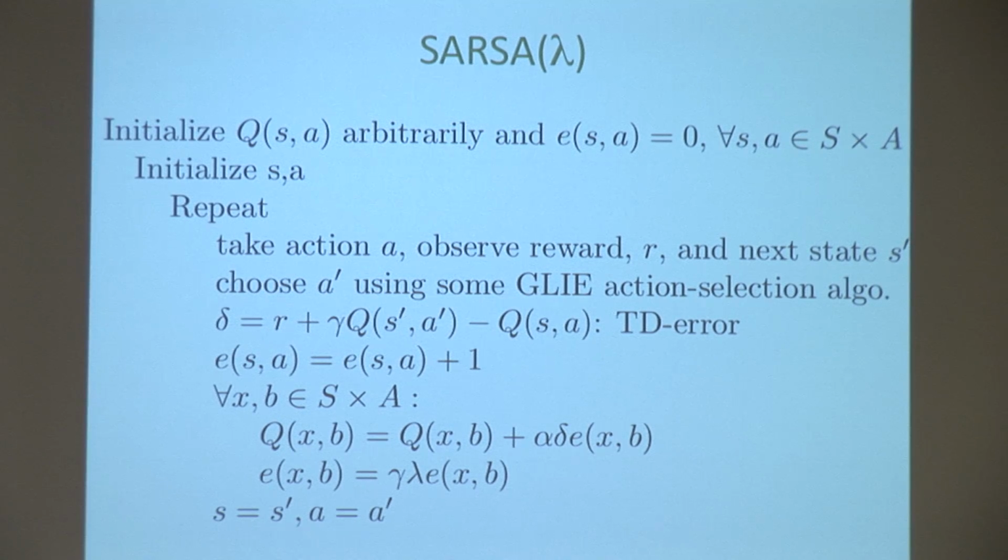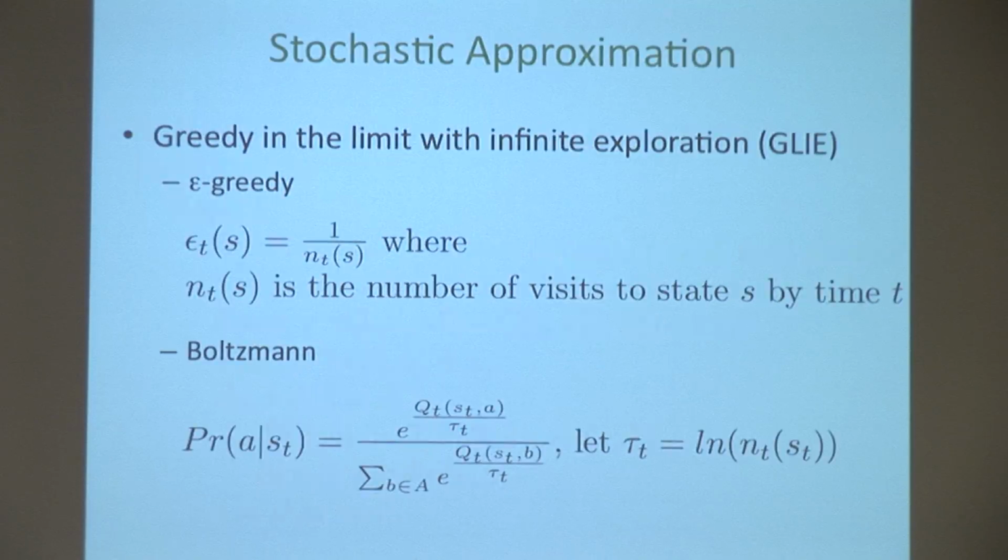And again, you get the same sort of bias variance trade-off. The larger the lambda, the more you are Monte Carlo, which means more variance and less bias. The smaller the lambda, the more you are doing short-term updates, and the greater the bias and the lower the variance. And so somewhere between tends to work best. Any questions about this so far?